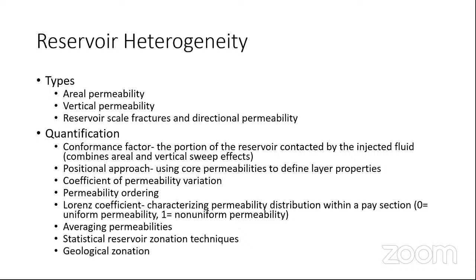Then you have a positional approach, which is using core perm to define layer properties. You have the coefficient of permeability variation. You have perm ordering. Then you have the Lorenz coefficient, which characterizes the permeability distribution within a pay section. You have averaging permeabilities. You have statistical zonation techniques, and then you have geological zonation.